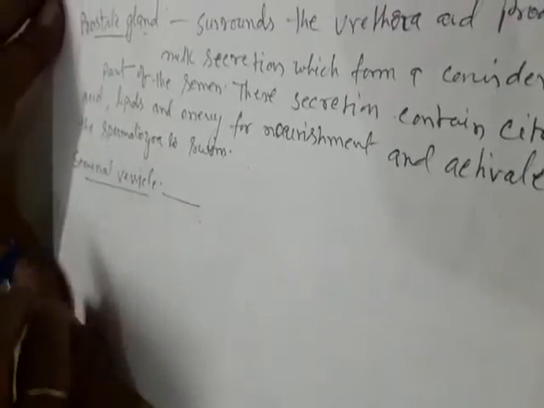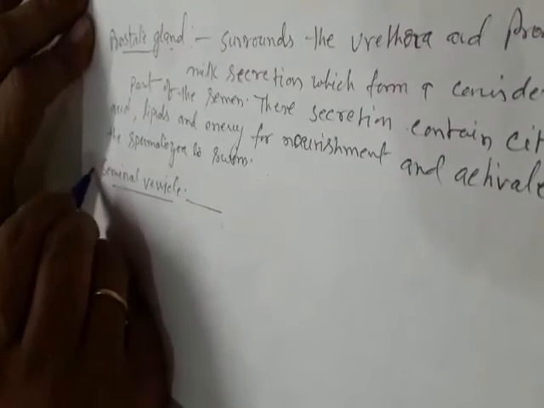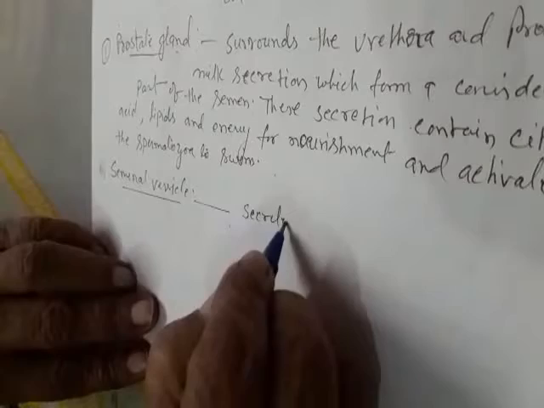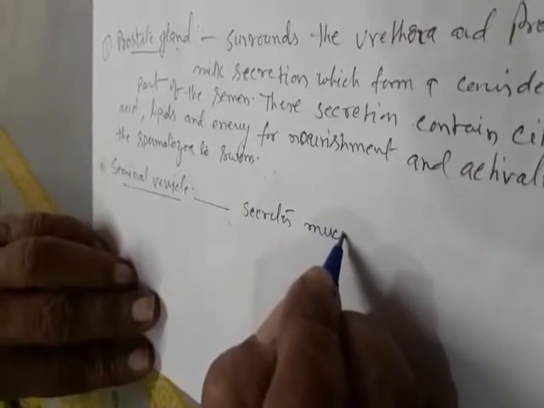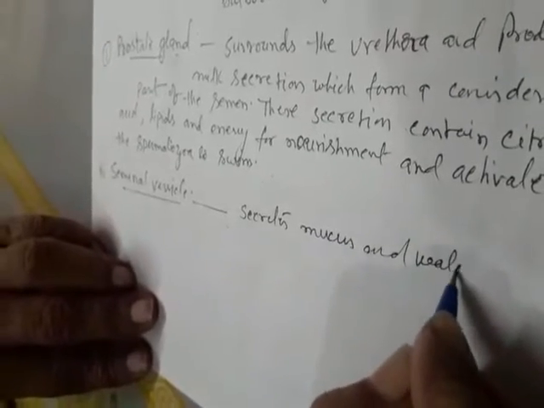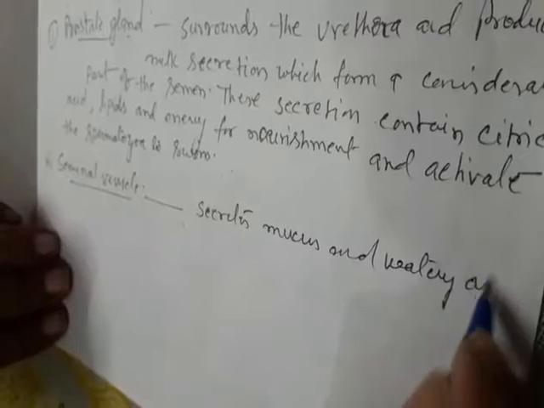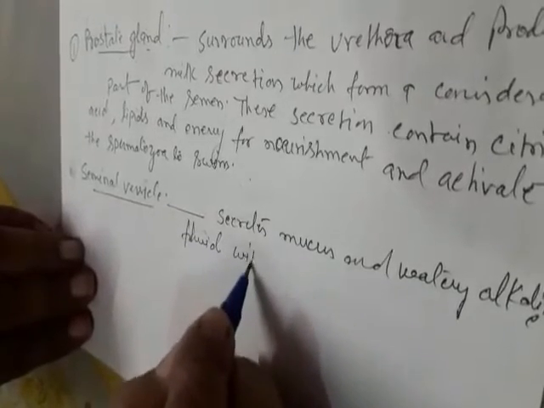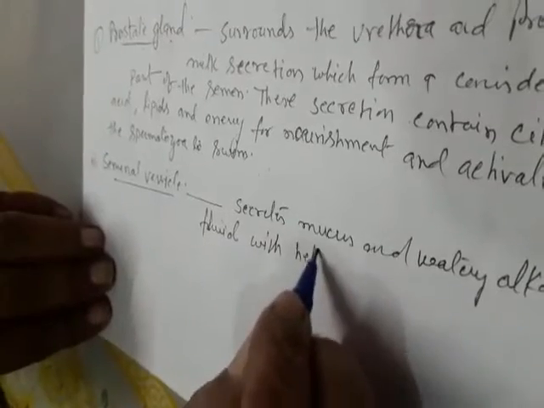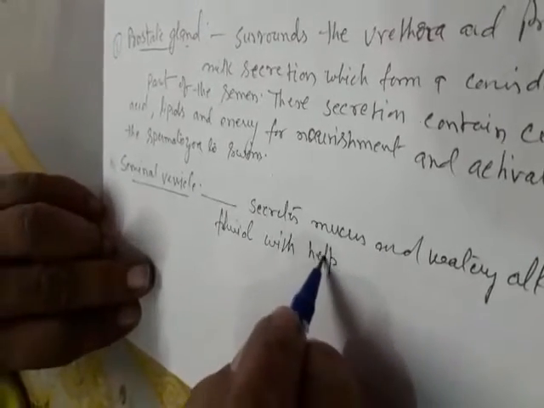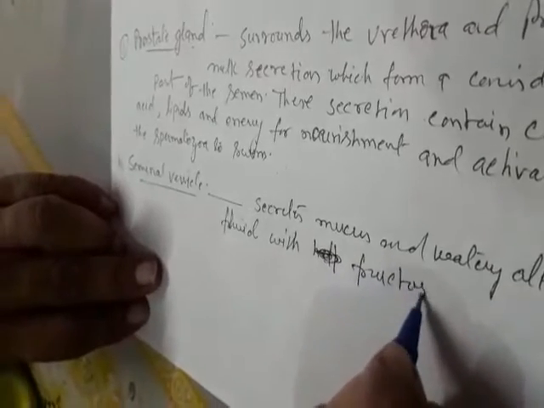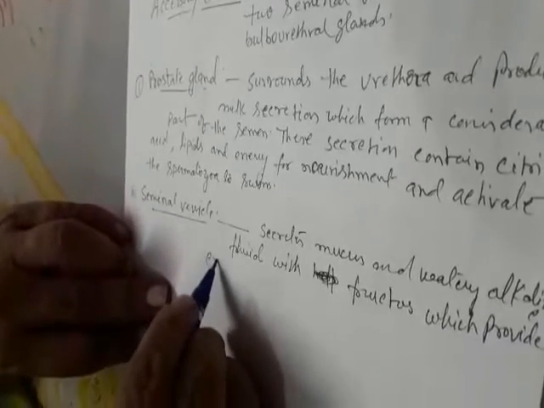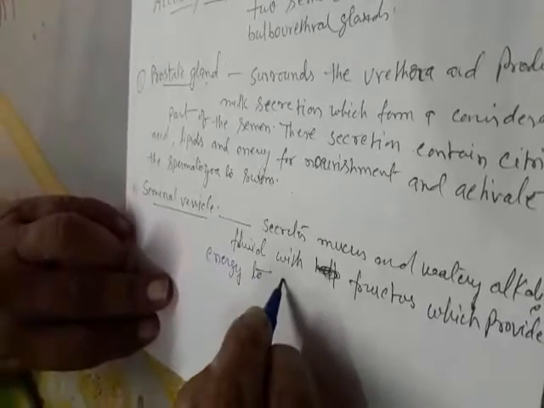Second gland, the seminal vesicle. The seminal vesicle secretes mucus and a watery alkaline fluid, with fructose, which provides energy to swim.